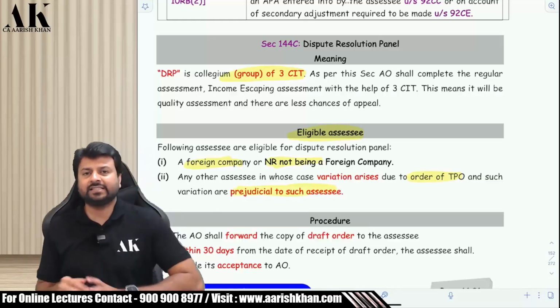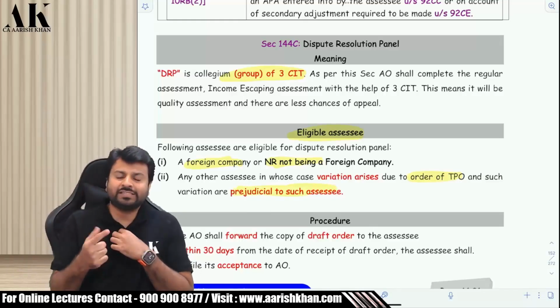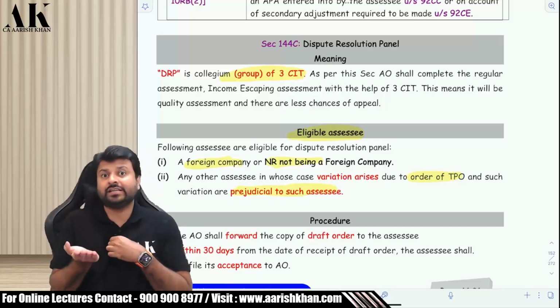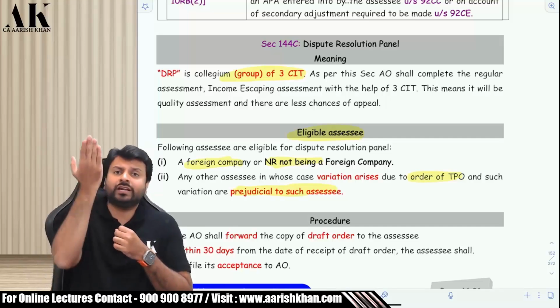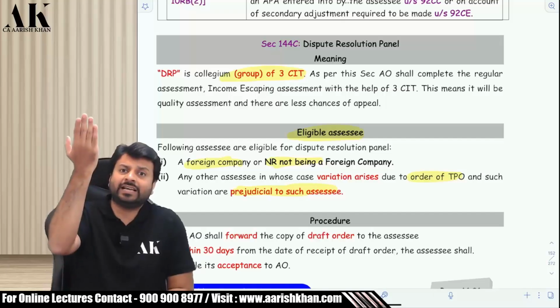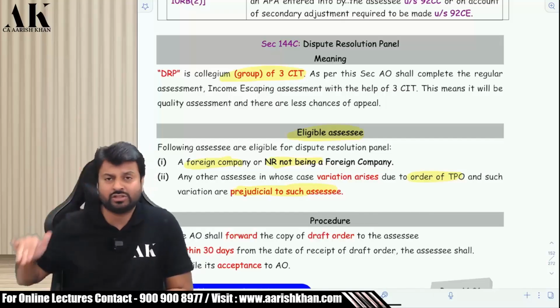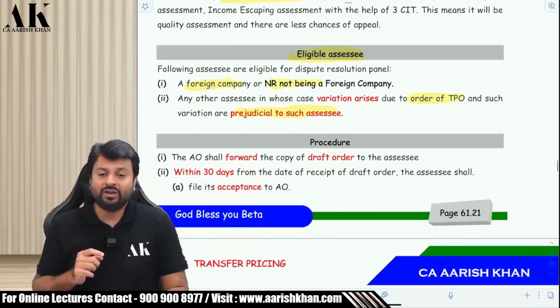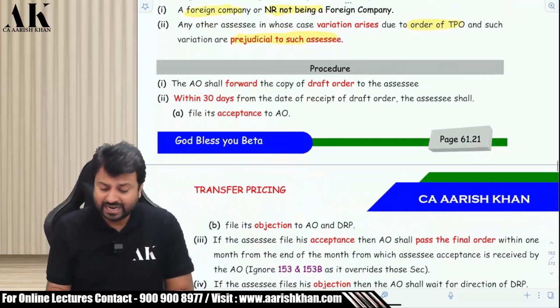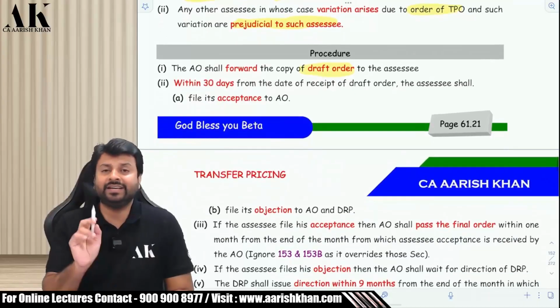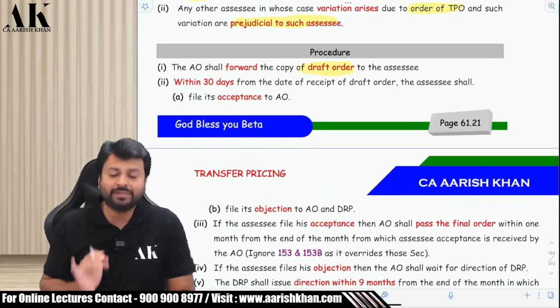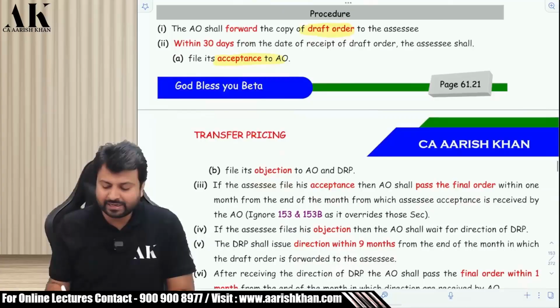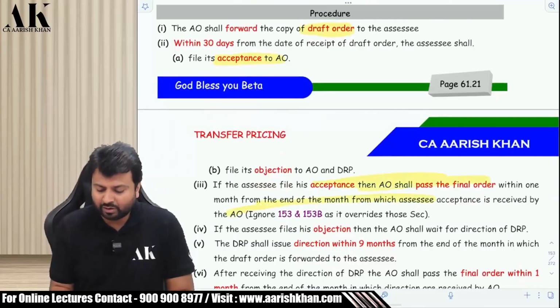So, in case of a foreign company, in case of a non-resident, and in case of any other assessee in whose case the TPO has passed an order prejudicial to the interest of the assessee, that is, it has increased the tax liability or reduced the refund or reduced the losses, then the AO cannot directly pass the order. The AO has to give a draft order to the assessee. After that, the assessee has 30 days to accept that draft order. If the assessee accepts that draft order, then the AO will pass the final order within 1 month.